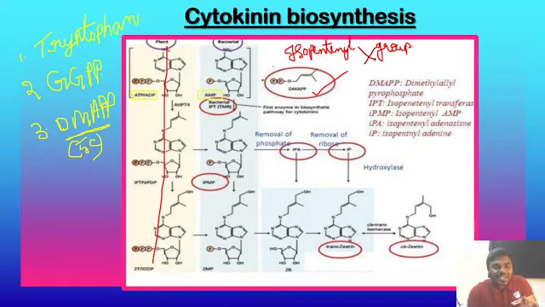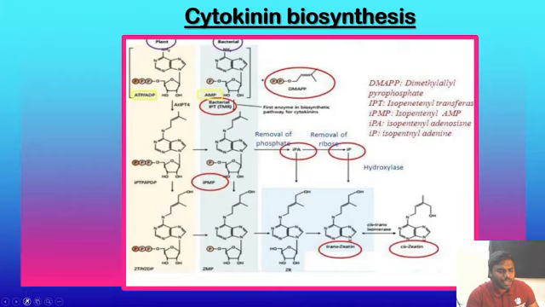Everyone listen to me. It is donating the isopentenyl group to whom? All of you listen. It is donating the isopentenyl group to the AMP. Listen to me carefully. Upon receiving the isopentenyl group, AMP is converted into IPMP. What is IPMP? Isopentenyl monophosphate.